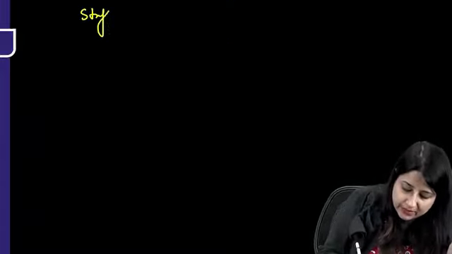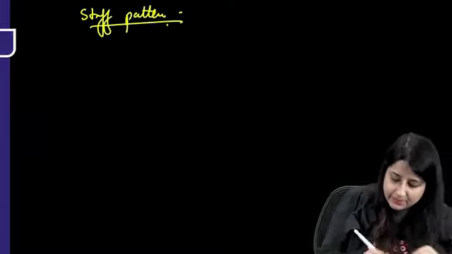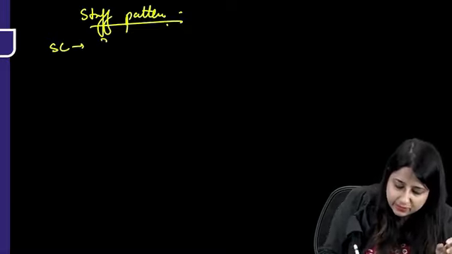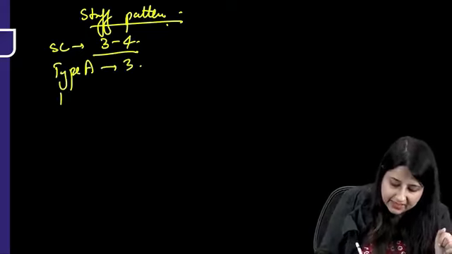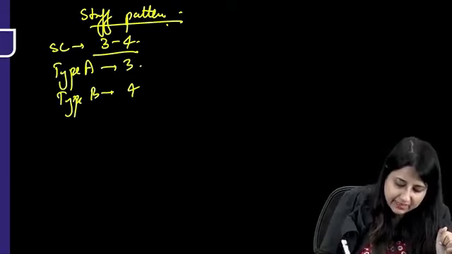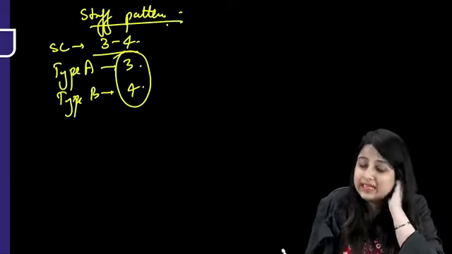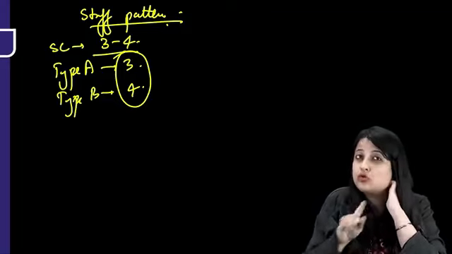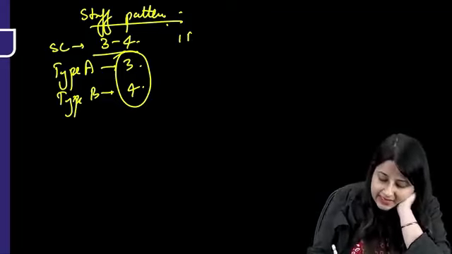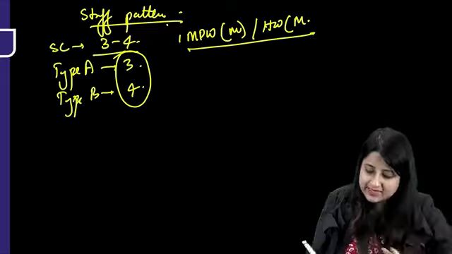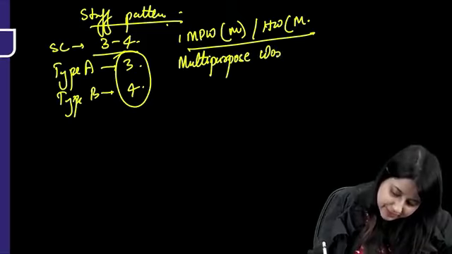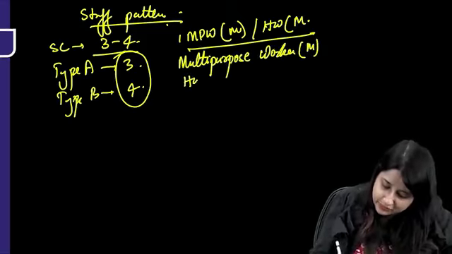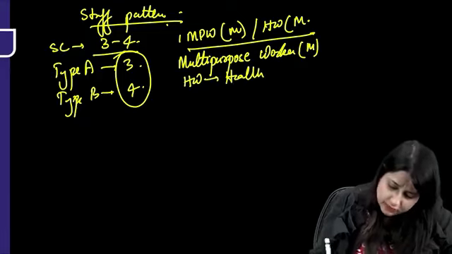Now, if somebody asks you about the staff pattern, please remember, in a sub-center we said 3 to 4. Who are these 3 to 4 people? So, in a type A sub-center we have 3 and in a type B sub-center, everybody, we have 4. Okay, but who are these 3 and who are these 4? So remember, a sub-center has no medical officer. Okay, this is one MPW male, or HW male. What is MPW male and HW male? Multi-purpose worker male. And what is HW? Health worker male.